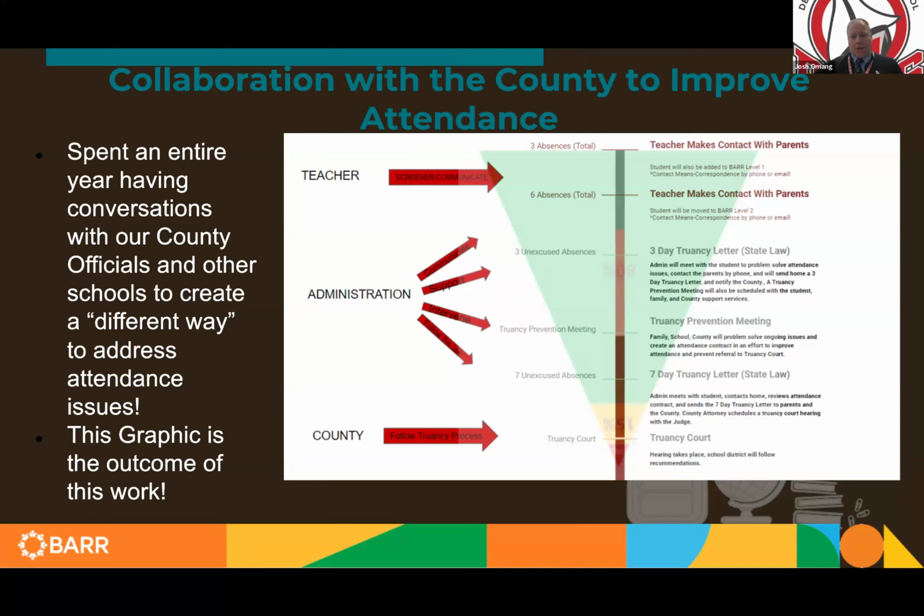They utilize our BARR model at those different levels. It then goes to our admin. And then instead of just doing the truancy process like we used to, or the letters and all that, we've enlisted the social workers. If a kid gets a 3-day letter, the letter is kind of the secondary part. The main part for us is that this is the point where we have a meeting with the kid, the social worker, and the family right here at our building, and that's where we do that supportive problem solving meeting.